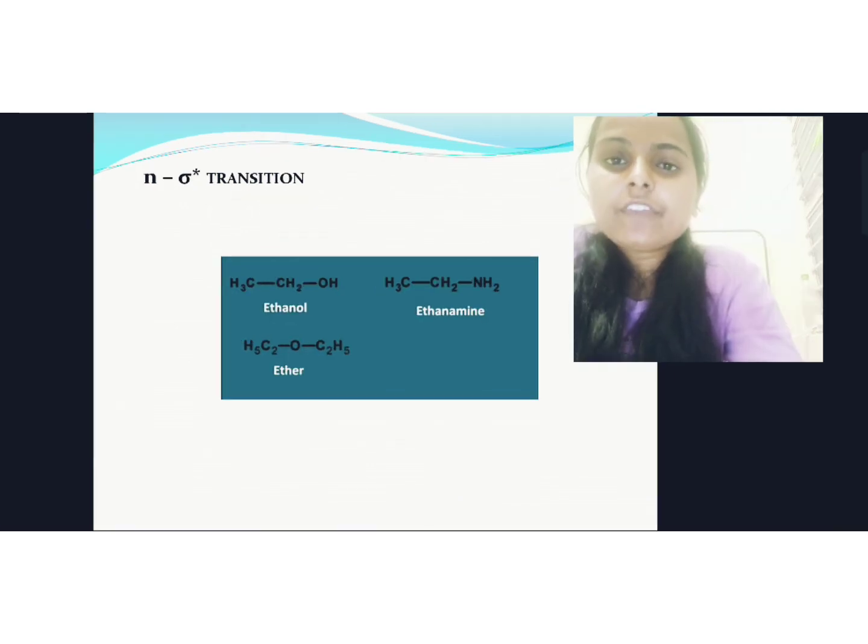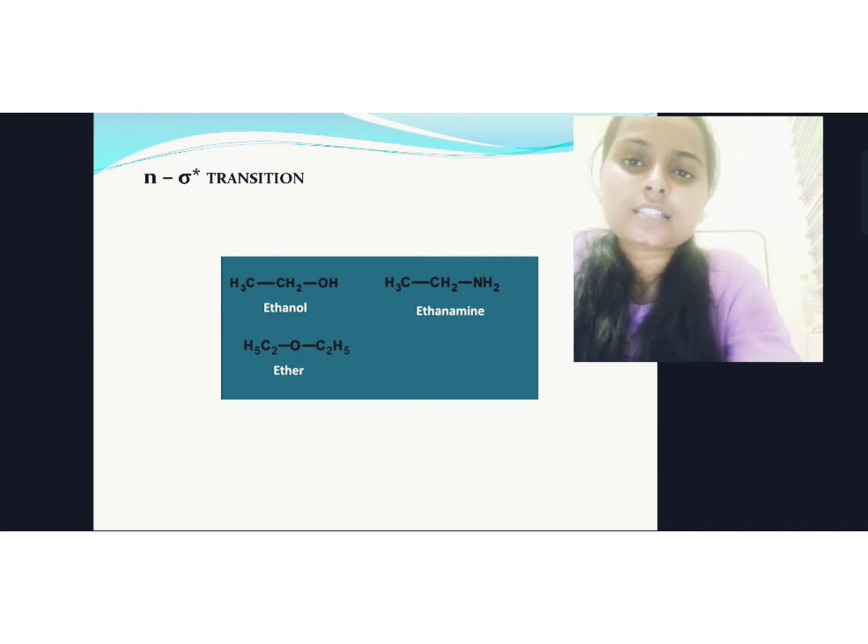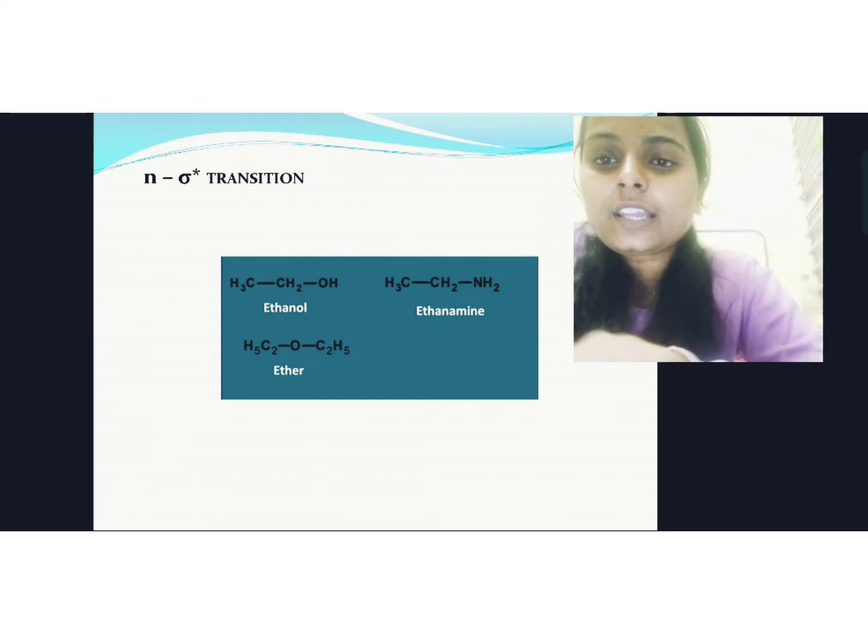In n to sigma star transition, in ethanol, we have both n electrons and sigma electrons. So it possesses n to sigma star transition. In the same way, ethanamine and ether will also possess n to sigma star transitions. Why? Because if a molecule has a heteroatom attached to a single bond, it will possess n to sigma star transitions. These types of transitions require higher energy, and they fall in the region of less than 200 nanometer. So this is all about the n to sigma star transition.